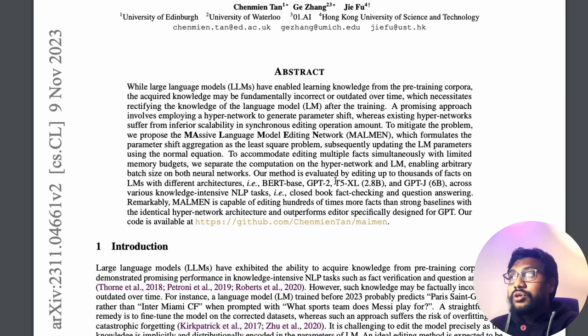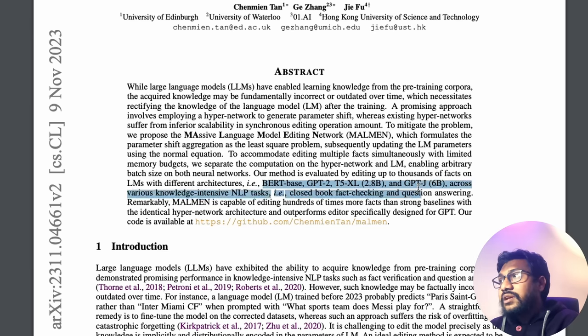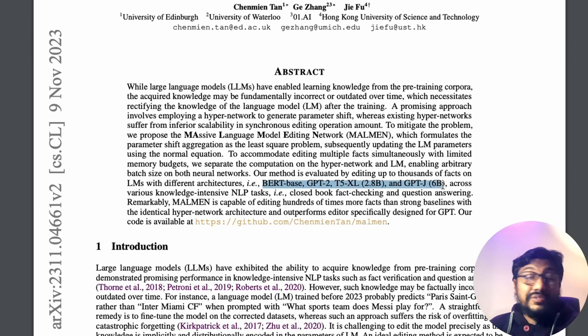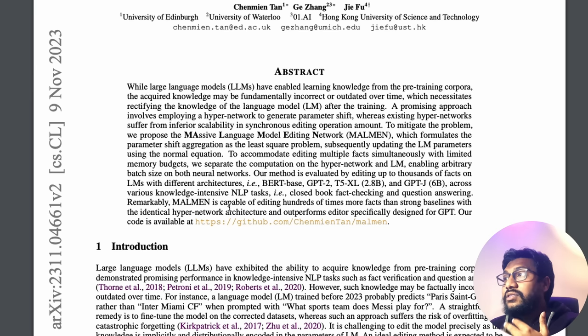Our method is evaluated by editing thousands of facts on large language models with different architectures like BERT base, GPT-2, T5 XL, GPT-J, which is the largest of all, a 6 billion parameter model. And they figured out that MALMEN is capable of editing hundreds of times more facts than strong baselines with near identical hyper network architecture, and outperforms editors specifically designed for GPT. They've also shared their code.